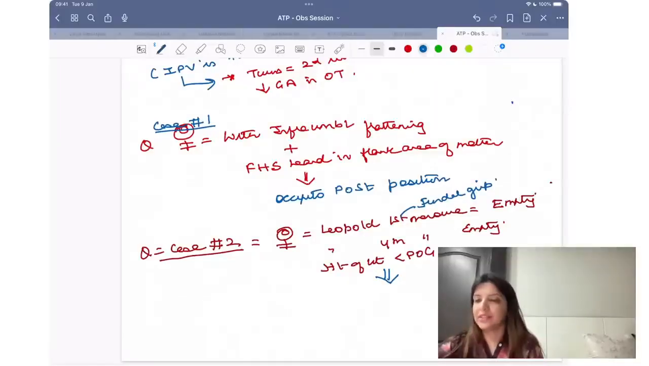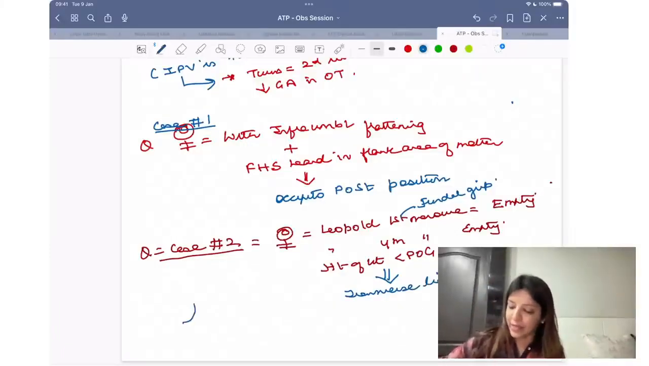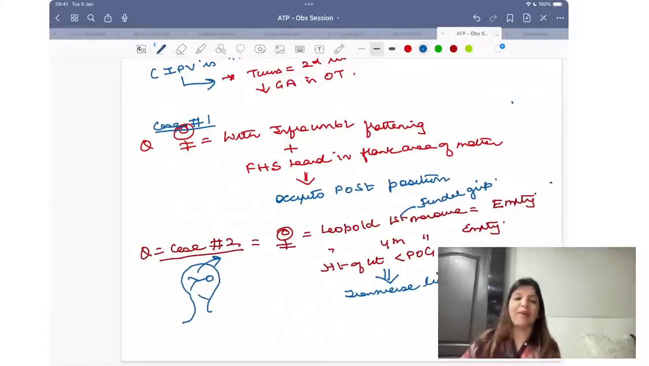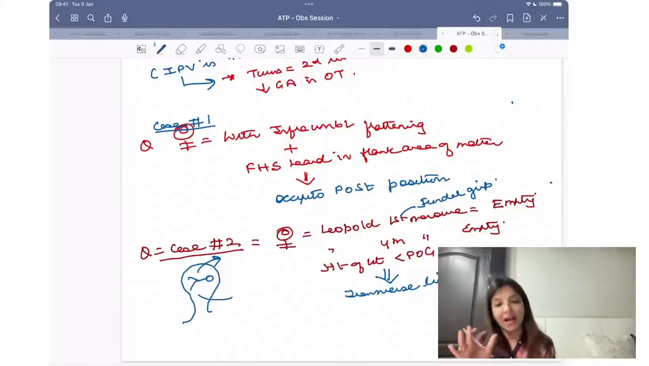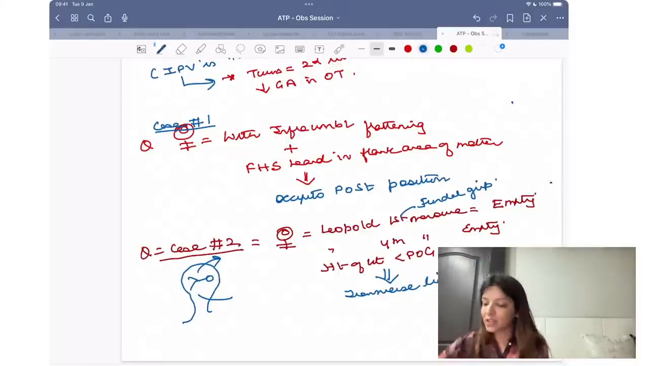Excellent, Karthik, Titir, Nivetha. It is transverse lie. Please understand, in transverse lie, when you are palpating the fundal area, it will be empty. When you are palpating the pelvic area, it will be empty. And height of the uterus will be less than POG. Right? So these are the clinical questions which they are asking these days. Right? They can ask you these questions often.